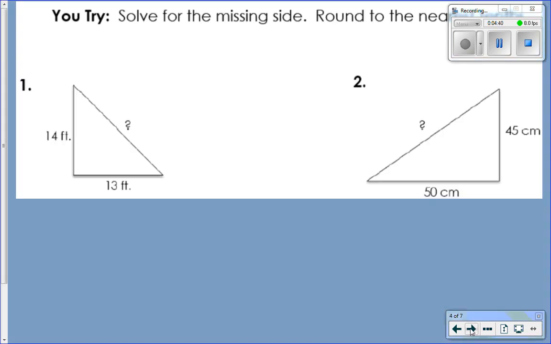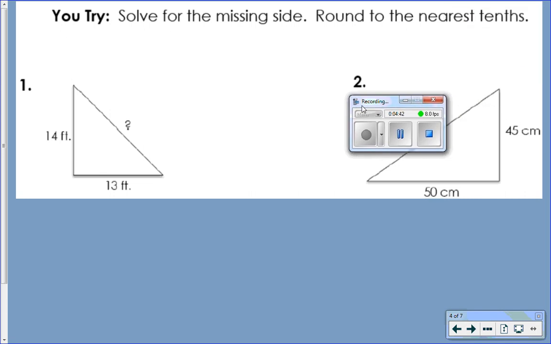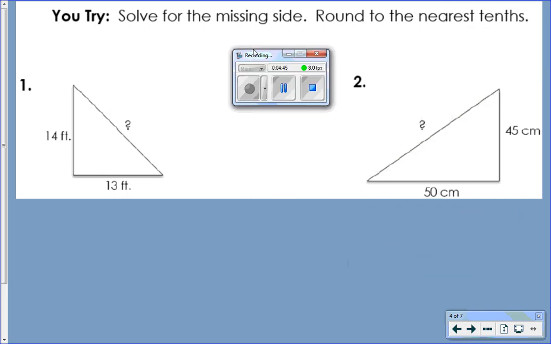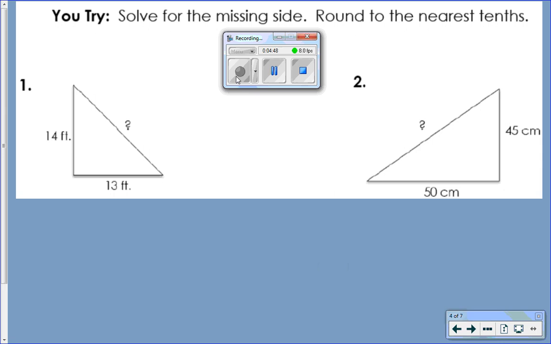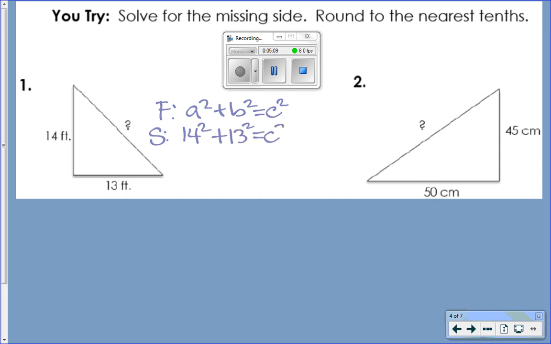All right, turn it over to the back. And with your table, I want you to try number 1 and number 2. Solve for the missing side. Number 1, the first thing you're supposed to do what? You got it. Let's write the formula. A squared plus B squared equals c squared. And we're going to substitute in our numbers. 14 squared plus 13 squared equals 16 squared. Is it okay if you switch 14 and 13? Yes. All right, and now we're going to solve.